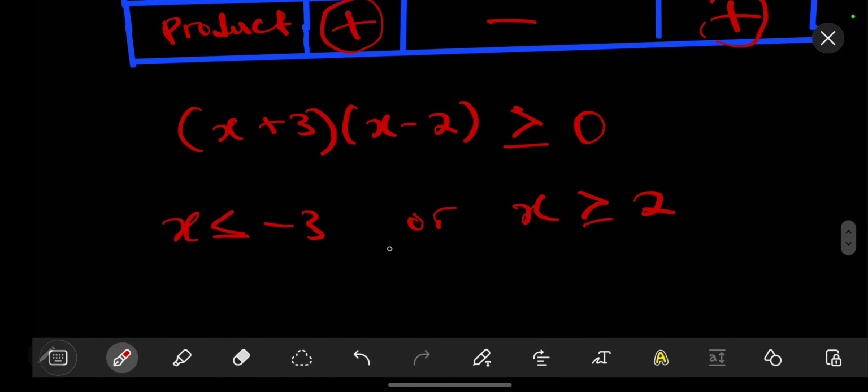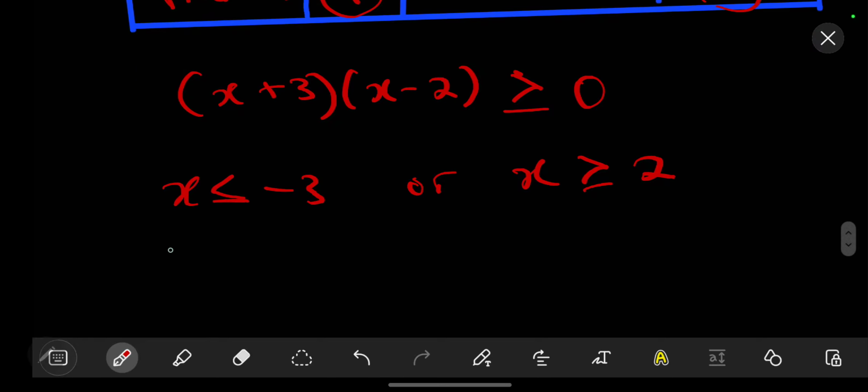Then or means union. So to find our solution set, if x is less than or equal to negative 3, that means your lowest x value will be negative infinity. That's the smallest number that is less than negative 3. Then you are going to say comma negative 3. Now since negative 3 is included, you're going to use a square bracket.